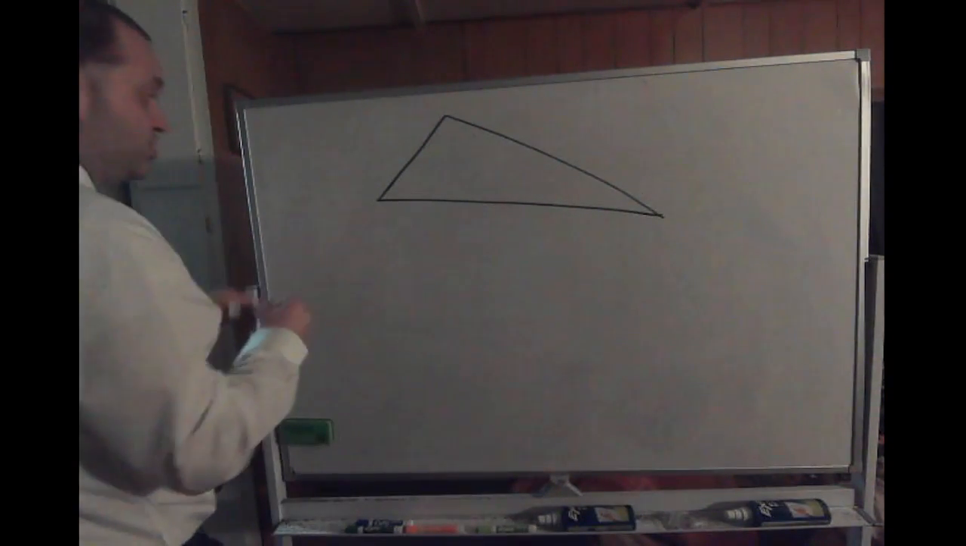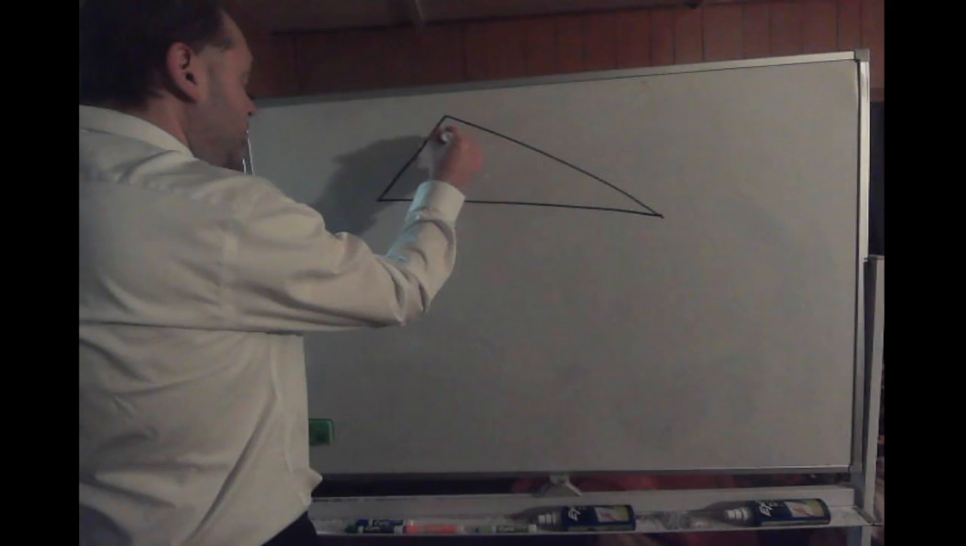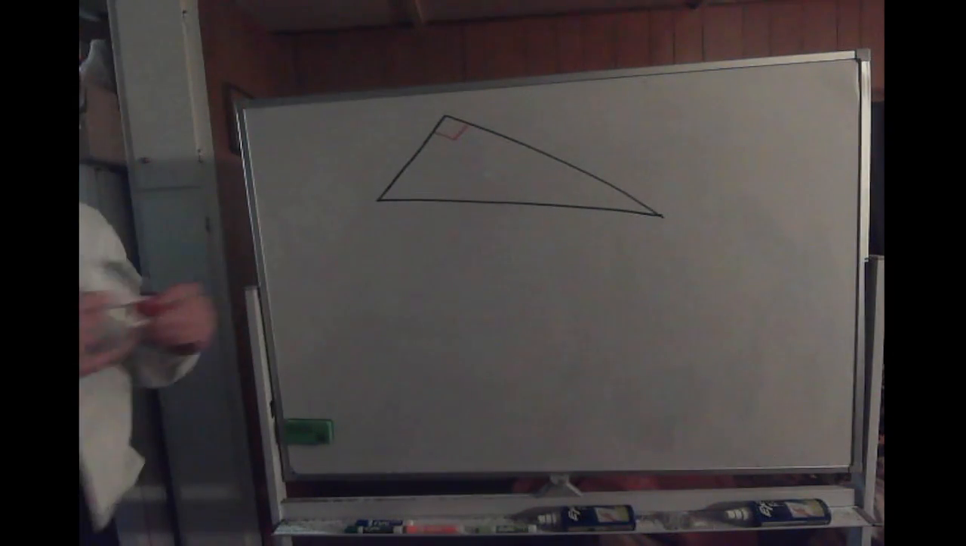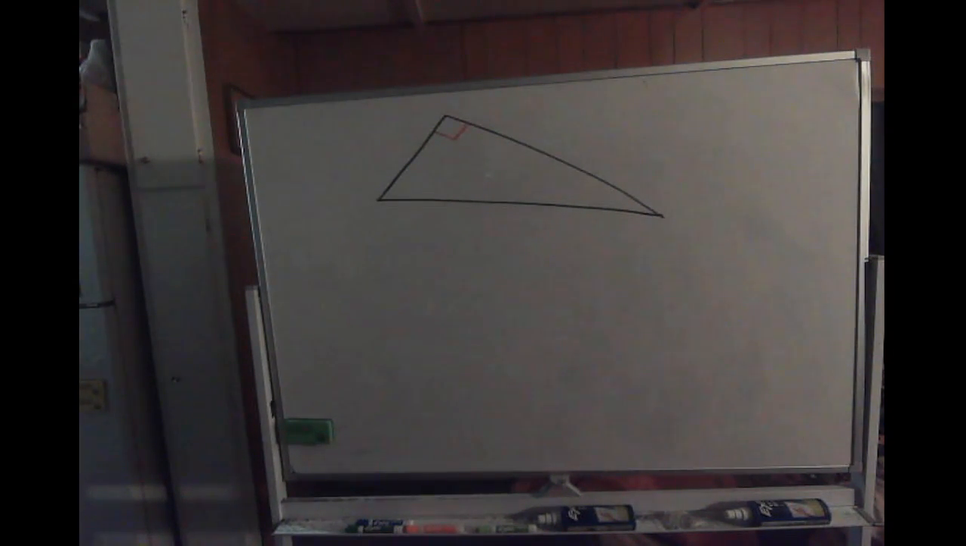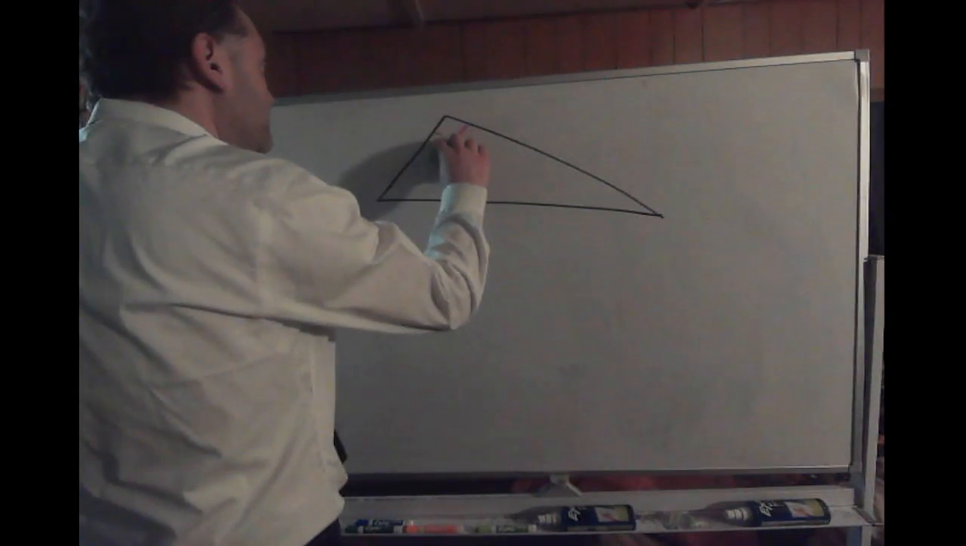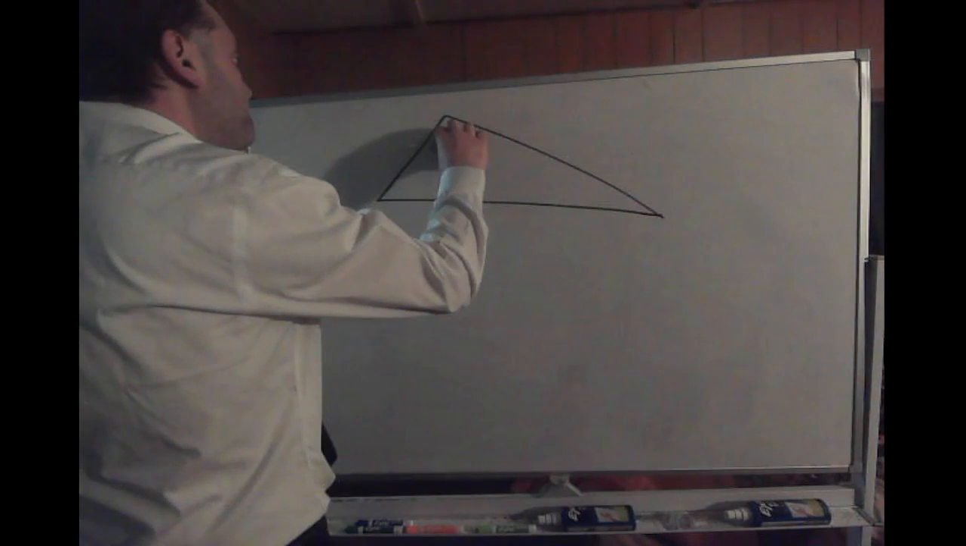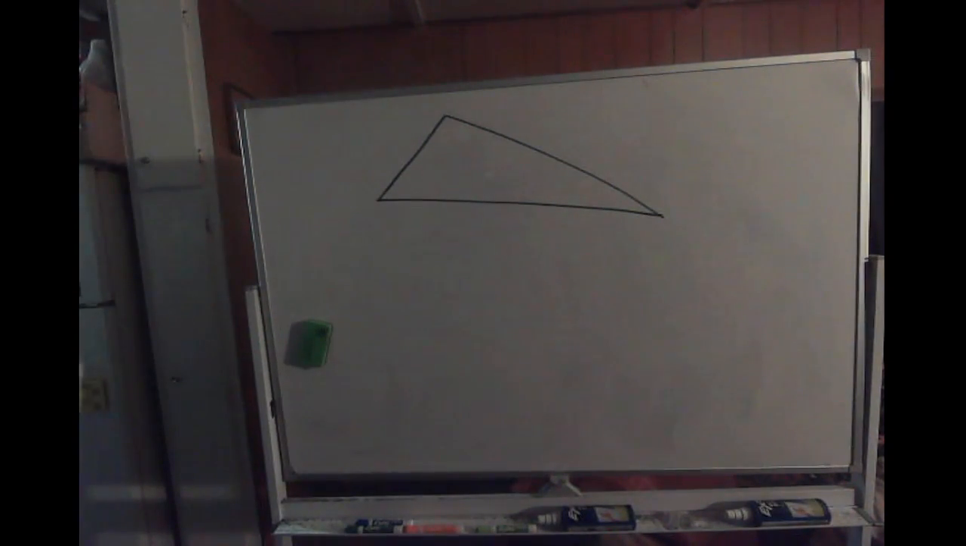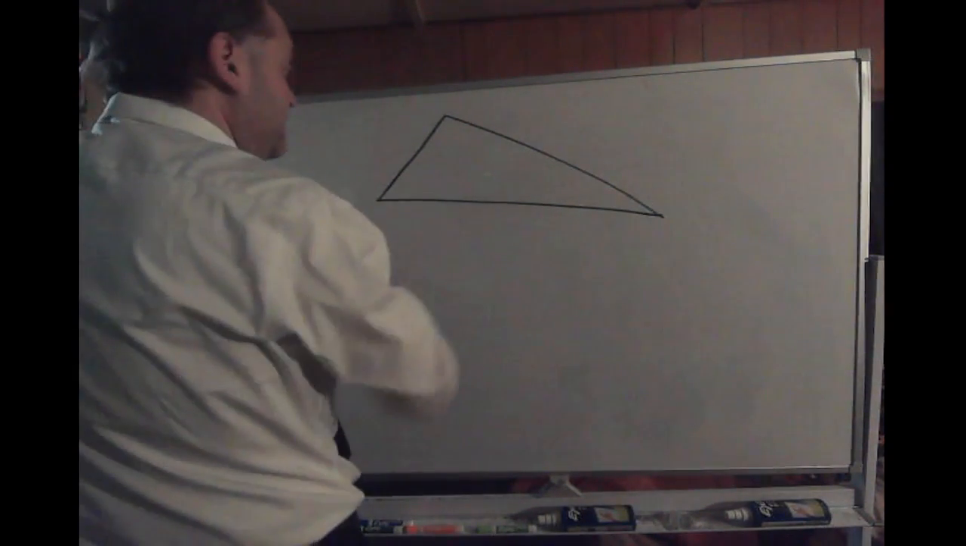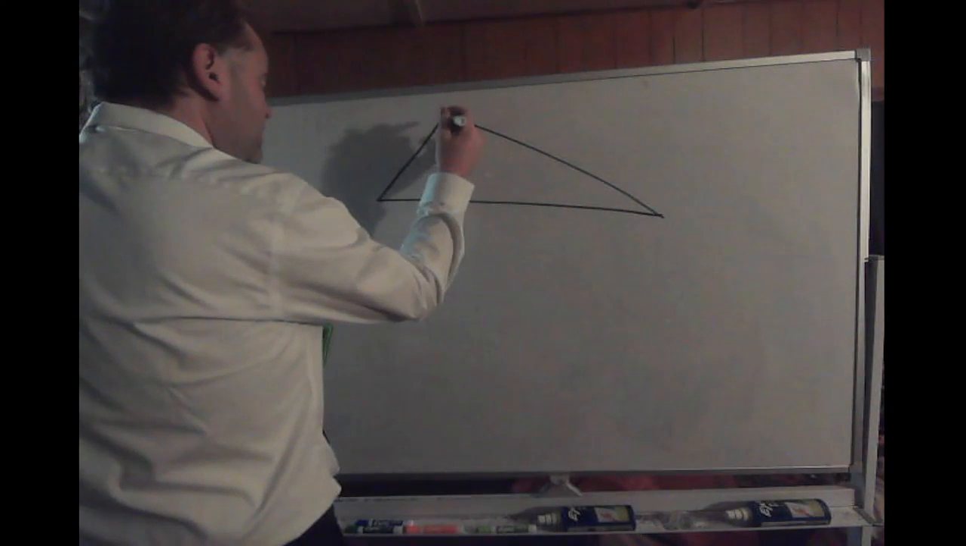Let's establish here that this is a right angle. That might help. Actually, they didn't tell you that. Never mind. I'm looking at the wrong one. Sorry, folks. But what it does tell you is it draws an altitude from here to here.